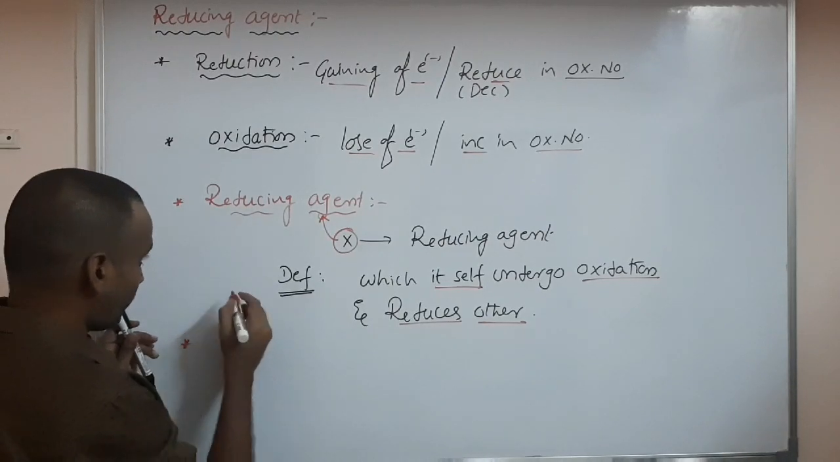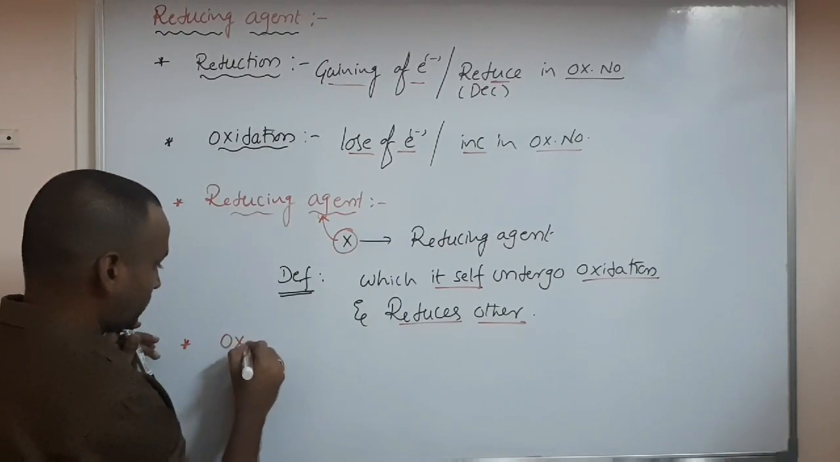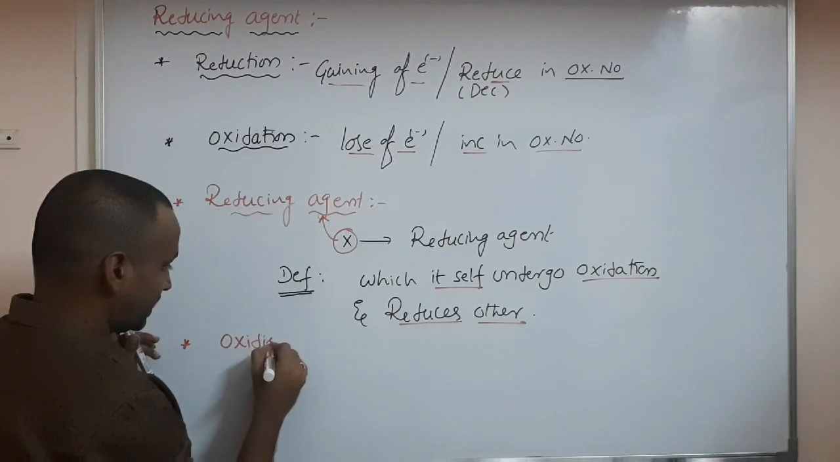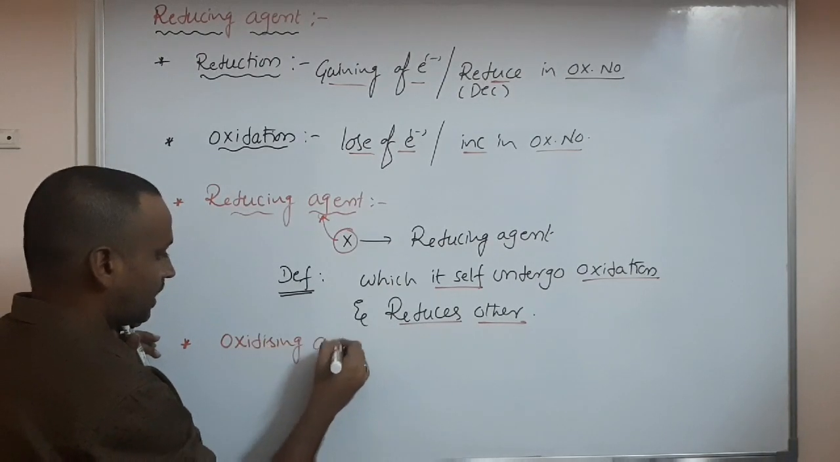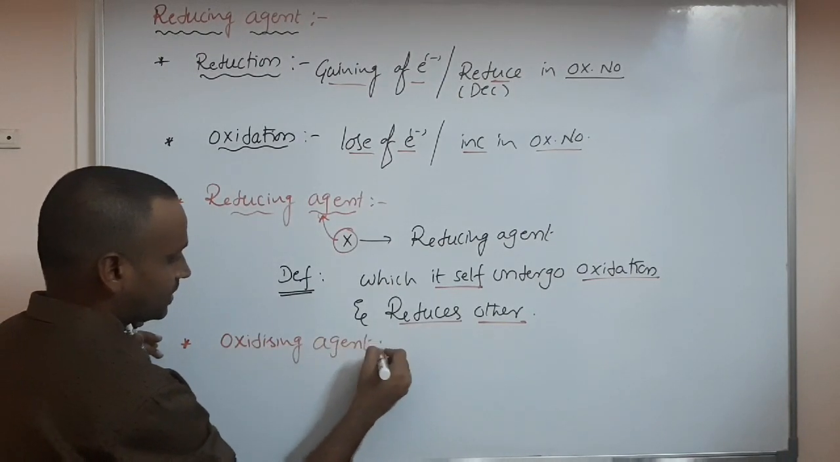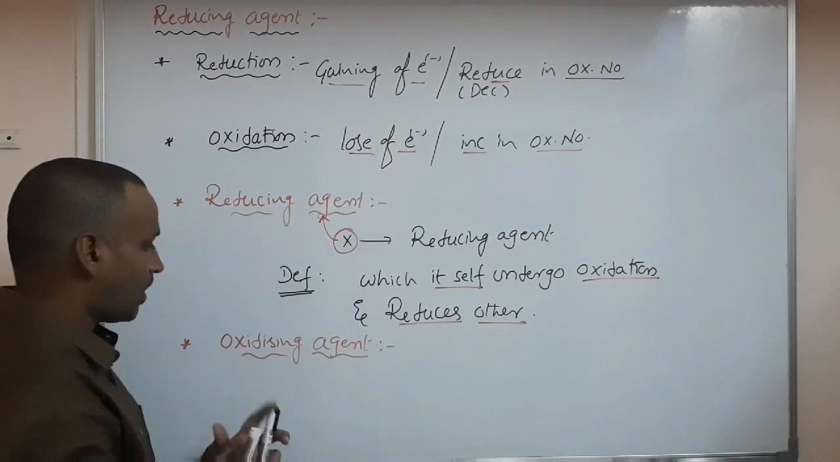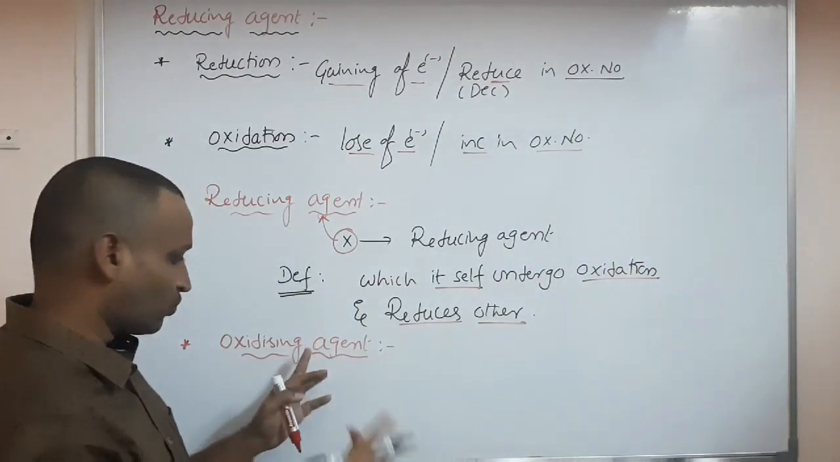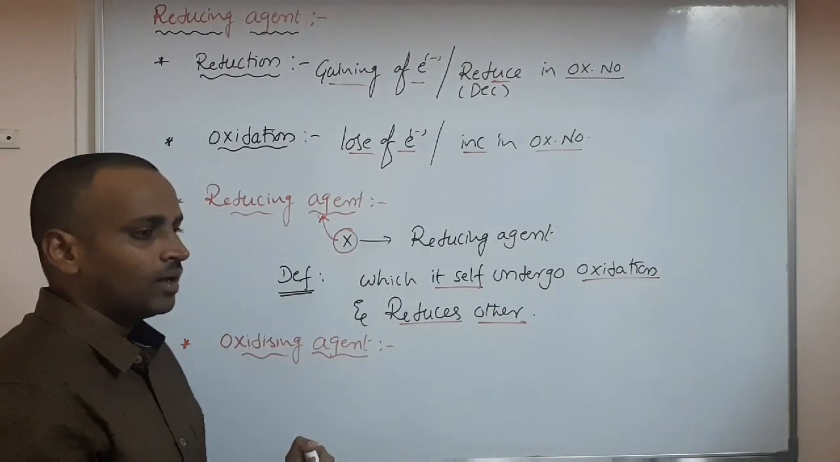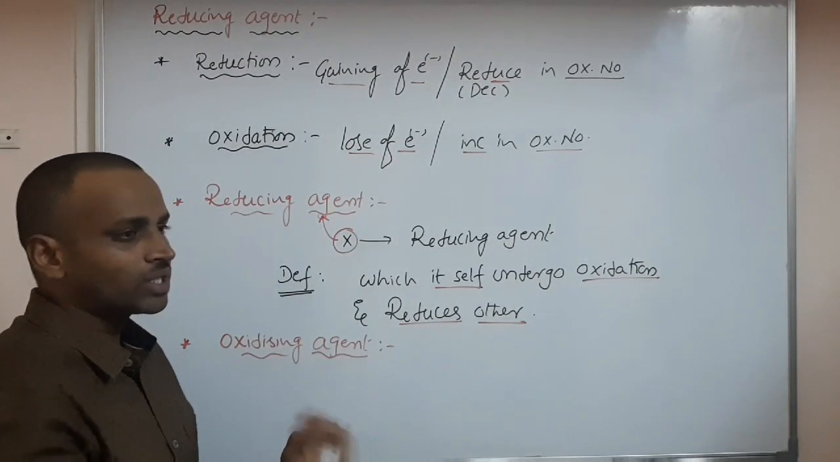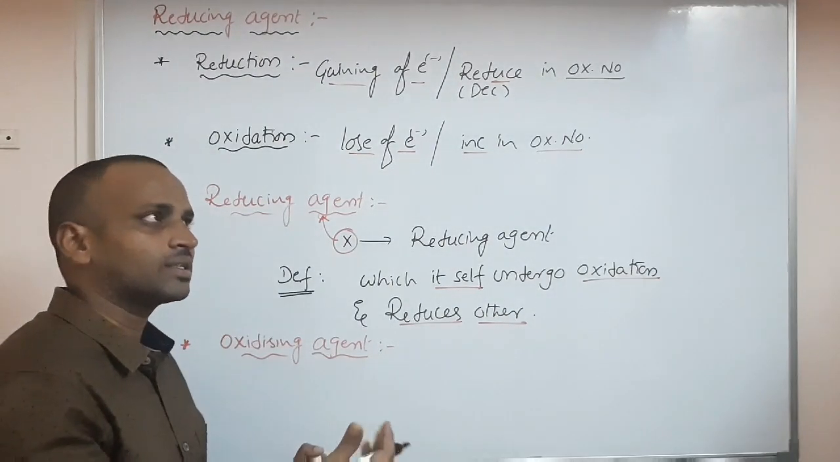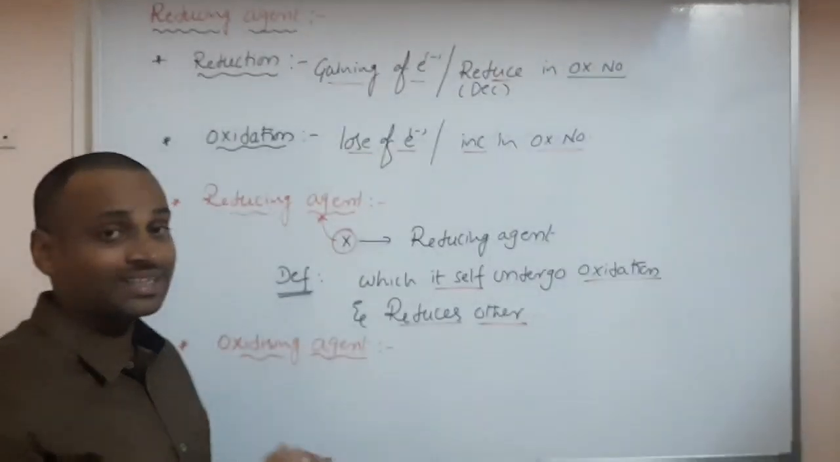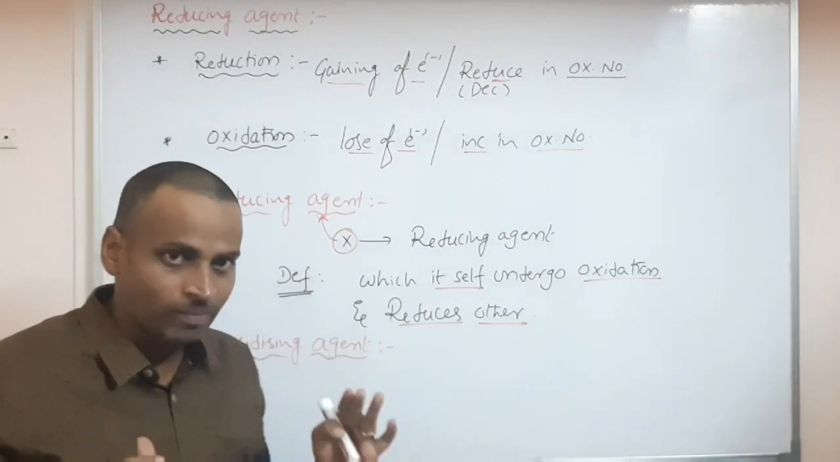Now from that we can say what an oxidizing agent is. It's very clear now. A reducing agent itself undergoes oxidation, so we have to think in reverse: an oxidizing agent itself undergoes reduction. Reducing agent, itself undergoes oxidation. Like that we have to think first of all in our brain.